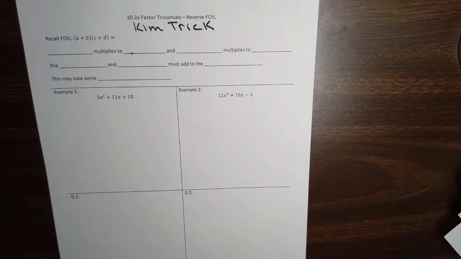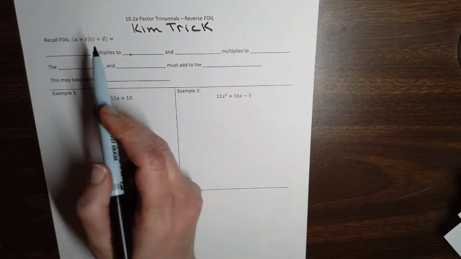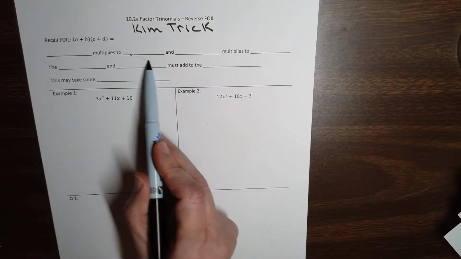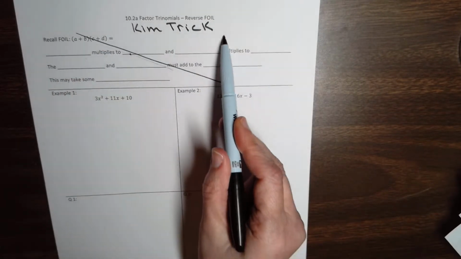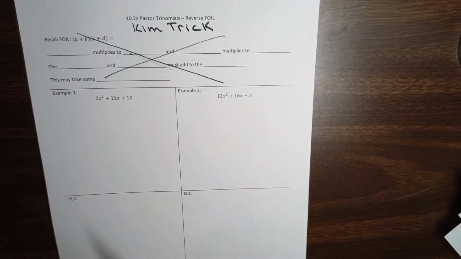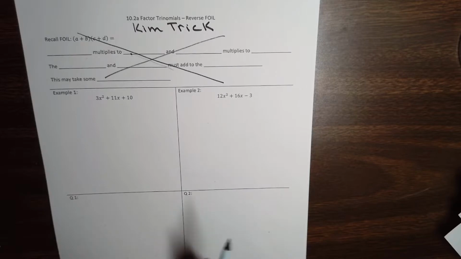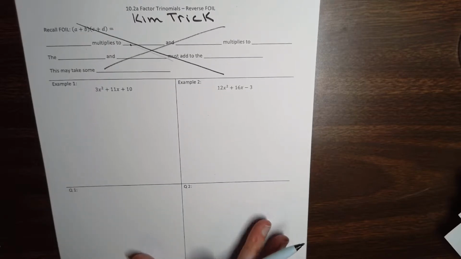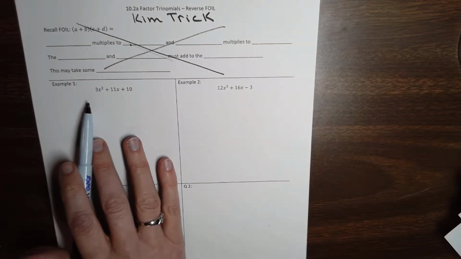Now, after you listen to this video and you don't like the Kim trick, the other video will teach you another method called the guess and check method. So you can also learn that method, and you can use whatever method that you like the best. I'm not going to fill in any of these at all with the Kim trick, but if you want to use the guess and check method, then you can follow along with that video. So let's go ahead and look at this first example using the Kim trick.